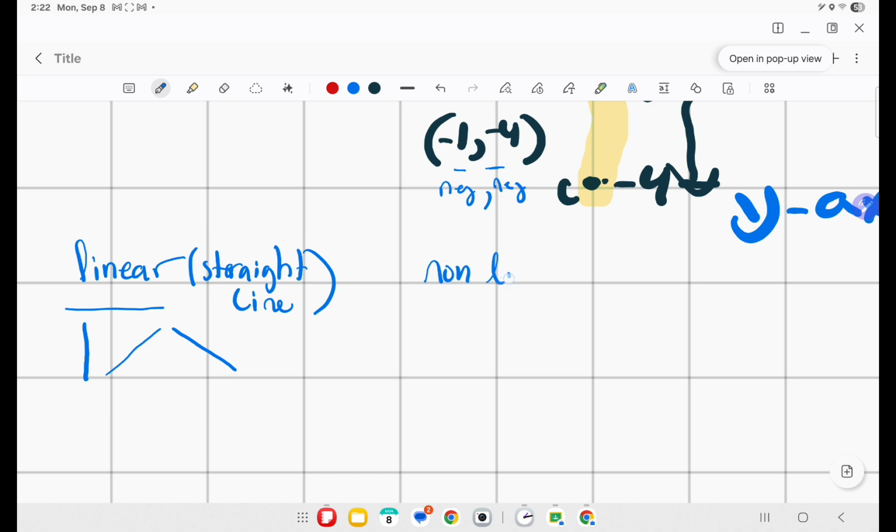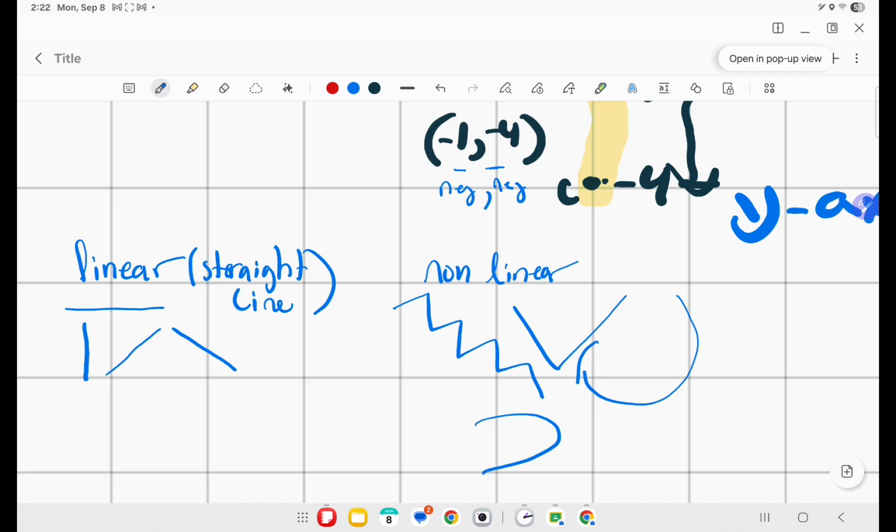The opposite of linear is nonlinear. That means that your line does like this. Or it does that. Got a break in it. Or it does that. Got curves in it. These are nonlinear. If you grab some points and you get a straight line, it's linear. If you grab some points and you do not get a straight line, it is nonlinear, of course.